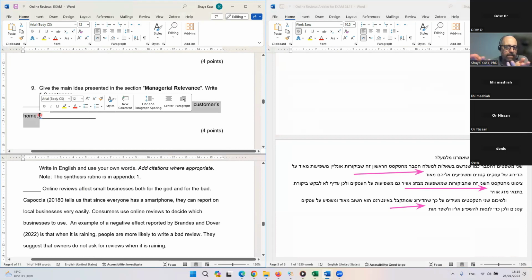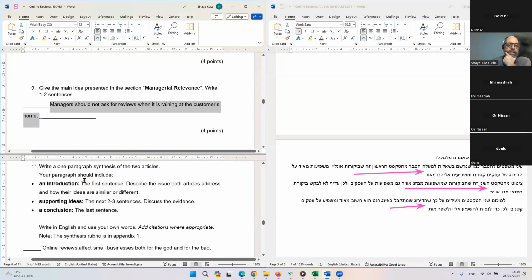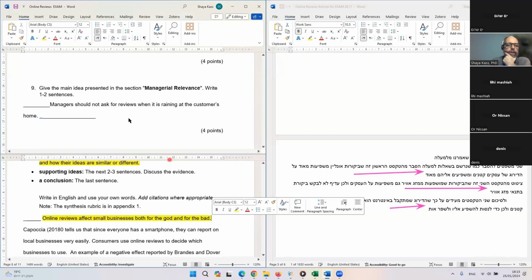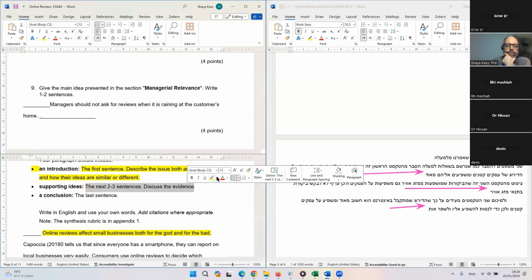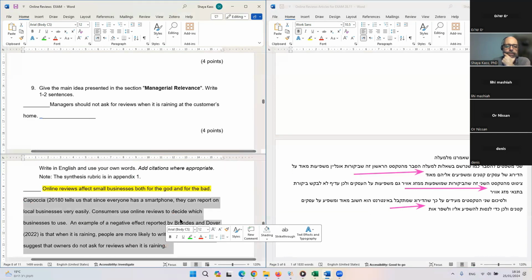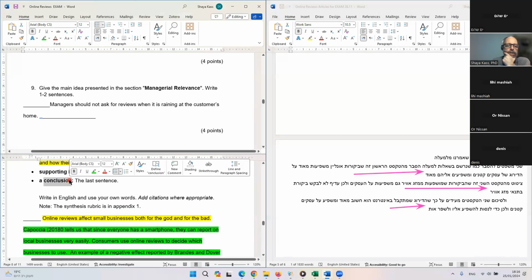And basically saying, you know, as Yam said, it's copy paste. Now, one thing we have to do is give a conclusion sentence, okay? So again, there's a first sentence that describes the issue in both articles, and that I did here. Then the evidence in 2 or 3 sentences, I did over here. And now I have to give a conclusion.